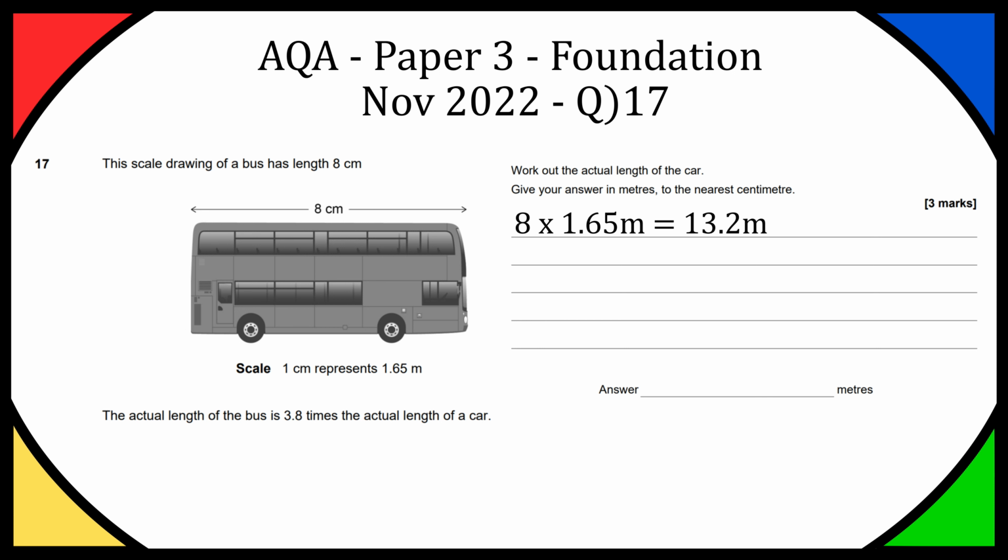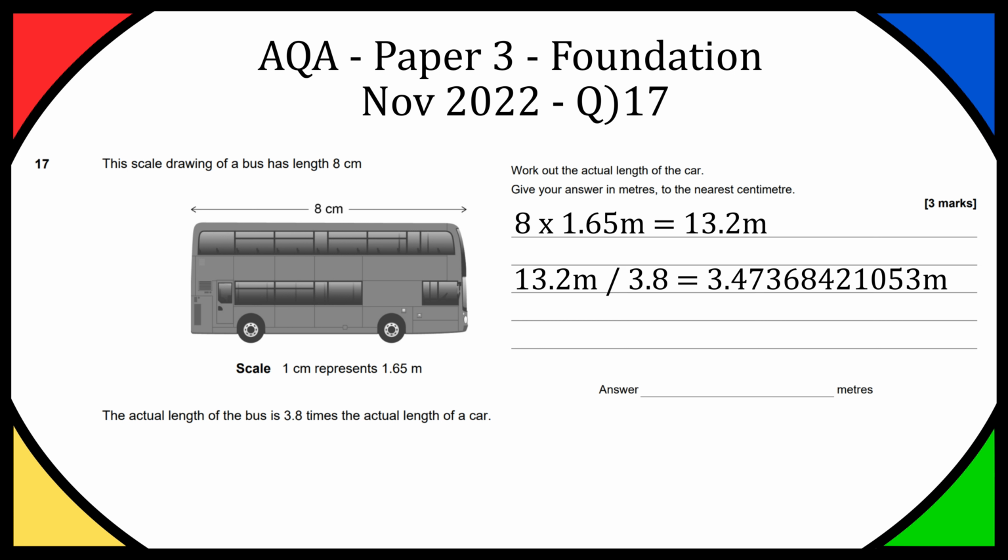So we know the length of the bus, but we want to find the length of the car. Well, we know the bus is 3.8 times the length of the car, and we have the actual length of the bus. So if we just divide the length of the bus by 3.8, it will give us the actual length of the car. So 13.2 meters, which is the length of the bus, divided by 3.8 is equal to 3.47368421053 meters. And we are asked to give our answer in meters, but to the nearest centimeter.